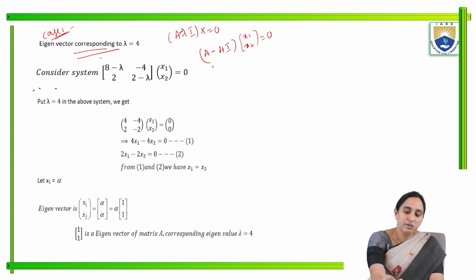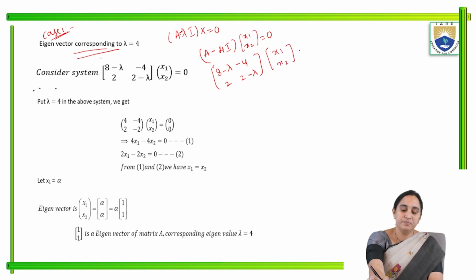As we already discussed in the previous one for A minus lambda I, we have to substitute the lambda value as 4. What is A minus lambda I? It is [8 minus lambda, -4; 2, 2 minus lambda] times [x1, x2] is equal to 0.